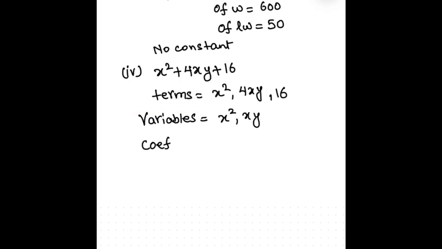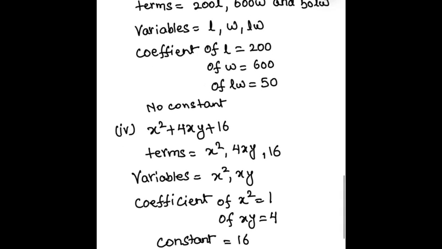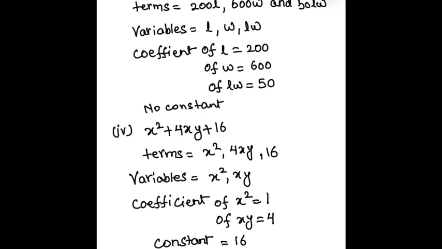Next one is coefficient. The coefficient of x square is 1 as there is no number in front of x square, and the coefficient of xy is 4 and the constant is the number 16. So this is how we find the terms, variables and coefficients in an expression.